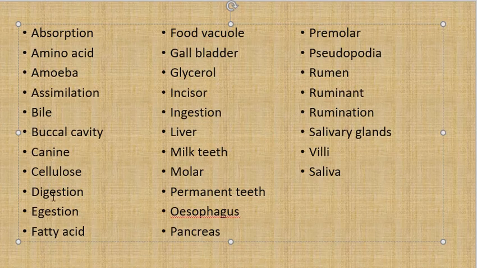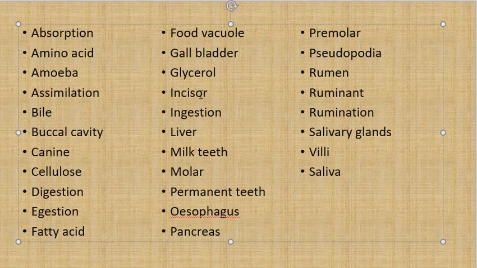Digestion is one of the processes like ingestion, digestion, assimilation, absorption, and egestion, which is the process of excreting unnecessary things. Fatty acid is what is produced when fat is broken down. Food vacuole in amoeba helps in taking the food. It is a stomach plus mouth plus digestive system together for the amoeba. Gallbladder, where we store the excess bile that is created by the liver.